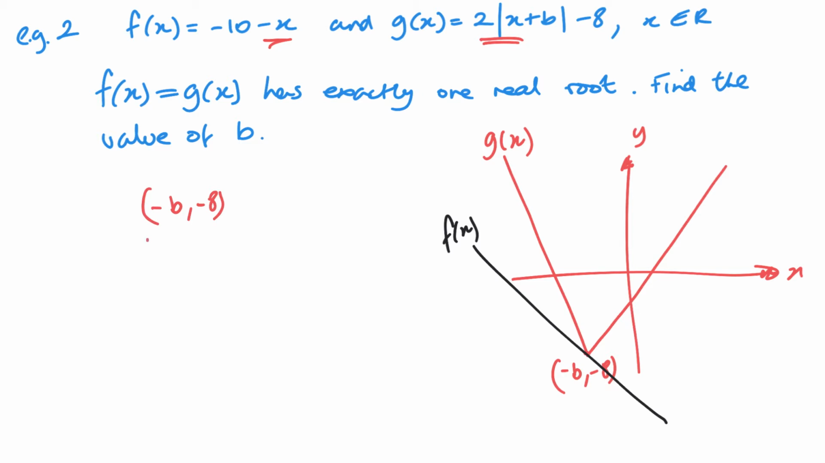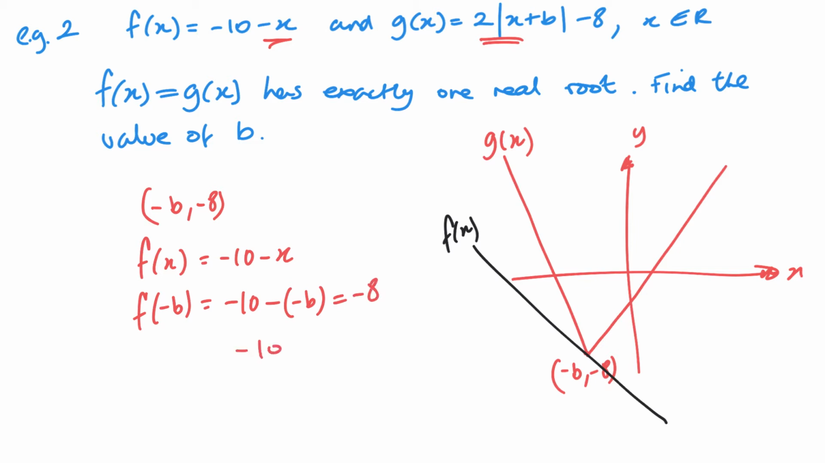So I want to substitute that into my f of x. So I'm substituting in that minus b. So you get minus 10 minus b, and I know that answer should be minus 8, the y value. So we got minus 10 plus b equals negative 8. So b is going to be 2. And that's it, solved.